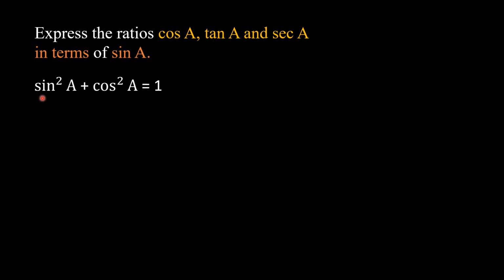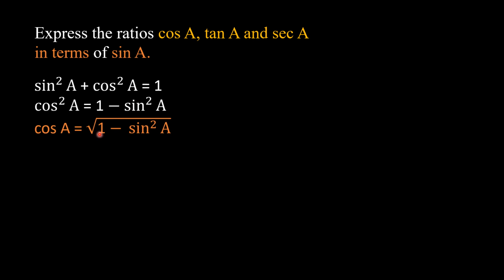We have sin squared a plus cos square a equals 1. So we write cos square a equals 1 minus sin square a. Here cos has been expressed in terms of sin. Now we will take square root on both sides and write cos a equals under root 1 minus sin square a. So this is how we can express cos a in terms of sin a as cos a equals under root 1 minus sin square a.